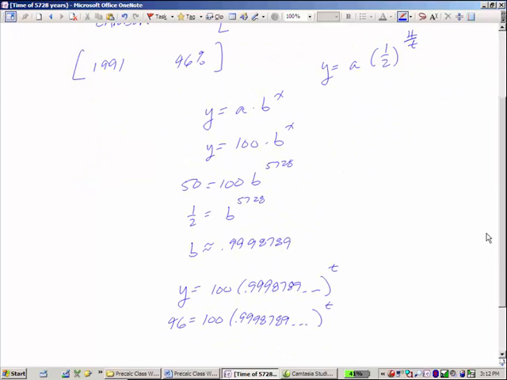But for now, the important thing to notice is that before you could do anything, you had to solve for b, and it was because we knew that the half-life was 5,728. Okay, no one's listening now. All right.